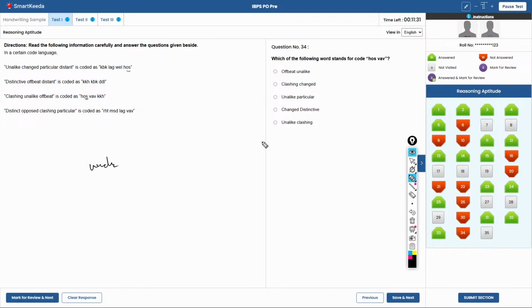Unlike, not okay. So and WAV is here and here. Offbeat, chasing, clashing, unlike, clashing. Distinctive here only. So KKH no, KBK no, DDL. So DDL.